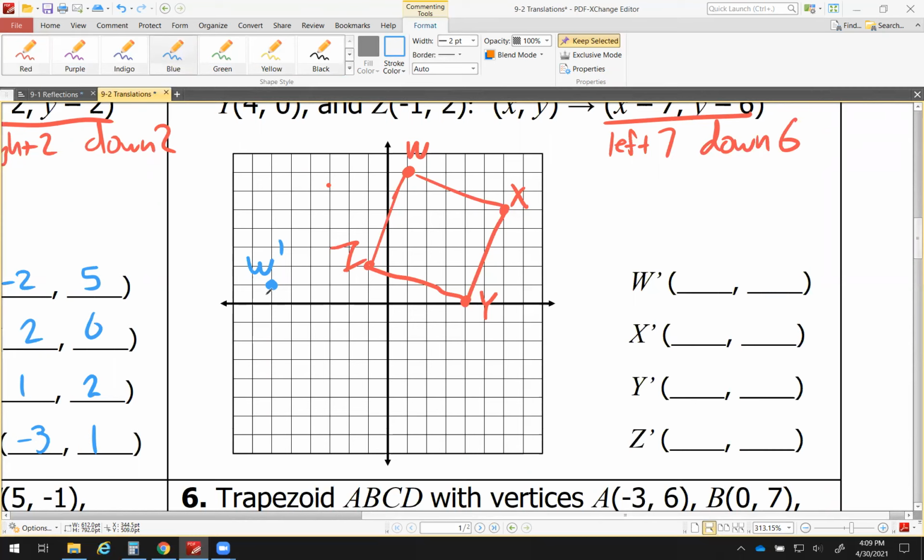Then Z prime is probably the next easiest one. Left by 7 puts us on the very edge. Down by 6 puts us at Y is -4 there. There's Z prime. X prime, if you go left by 7, you're here. And if you go down by 6, you are here. That should be X prime. And then Y prime, left by 7, down by 6, should be right there. Translations, as long as you can think about it geometrically, are fairly easy. Translations are just picking it up and moving it and finding the new coordinates.